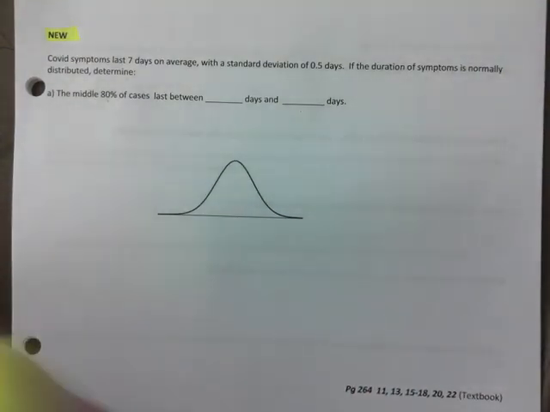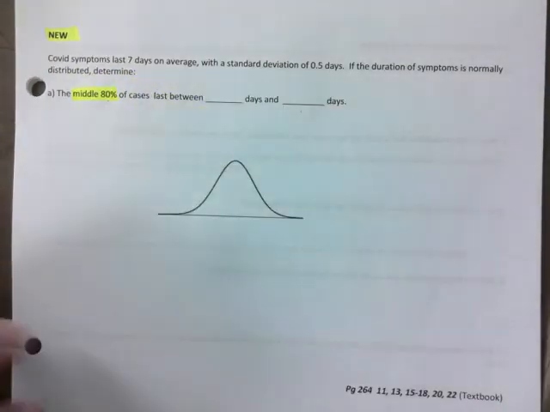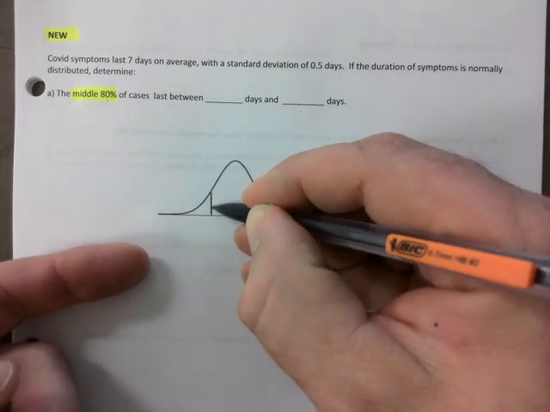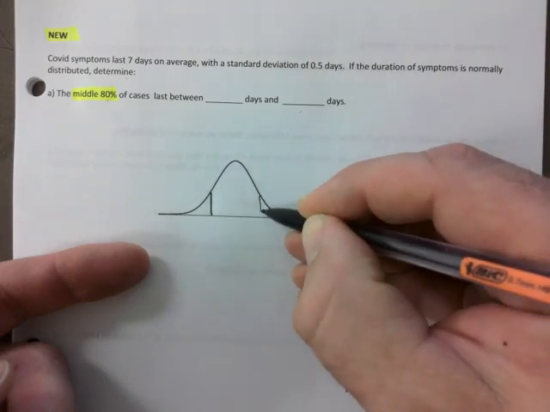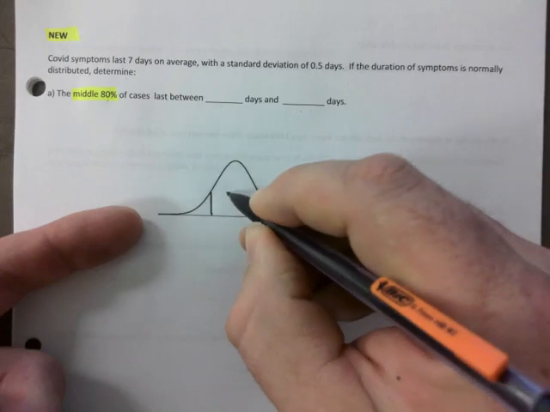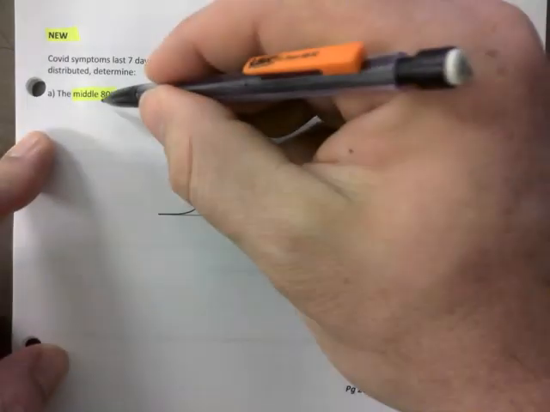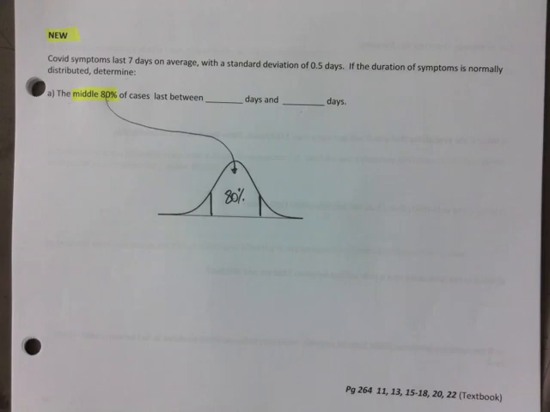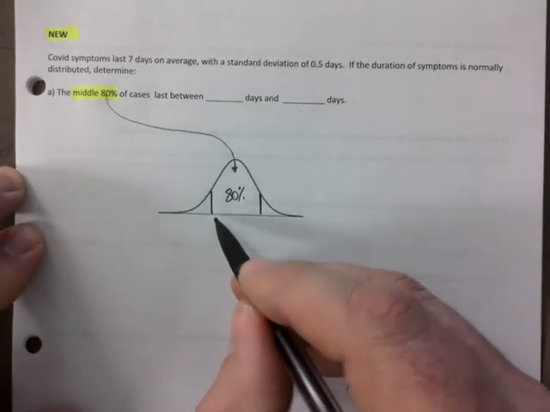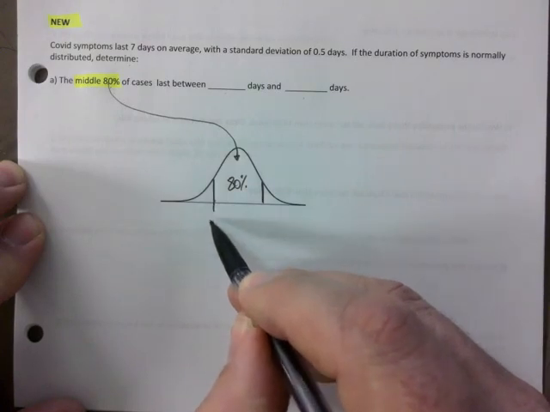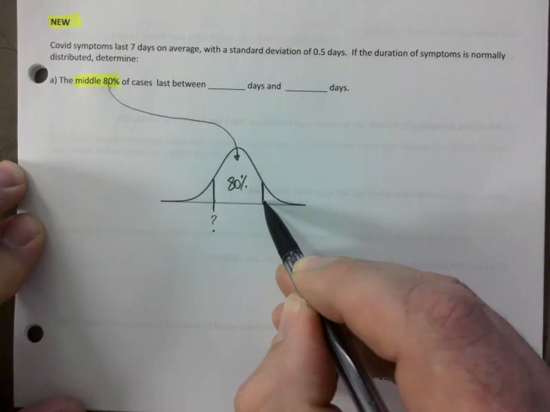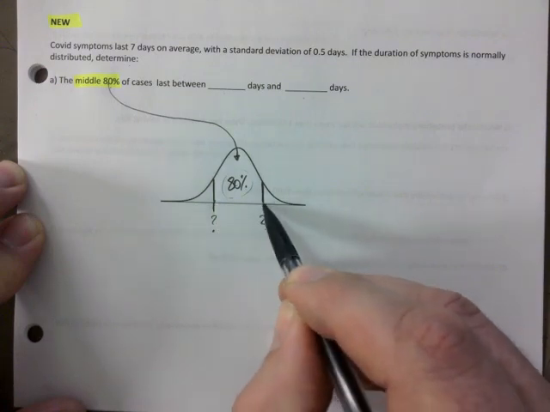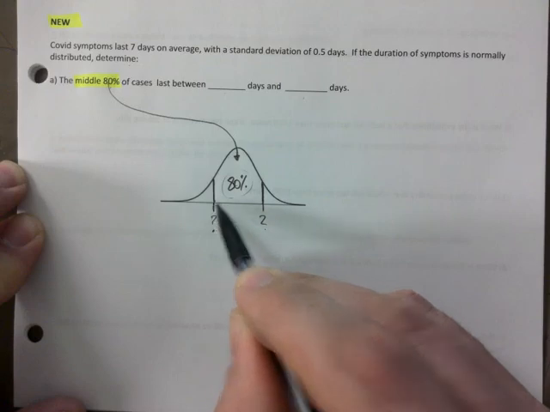Okay, the emphasis, the first part is this: the middle 80% of cases. We're going to try to slice this up and say from here to here, this is like the middle, that's 80%. You start off with that. That's 80%. And we want to know the number of cases here, right? And the number of cases here, right? 80% of cases last between this many days and that many days. We're going to try to find out.